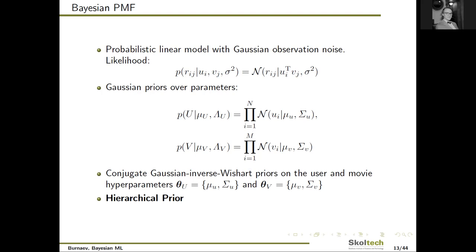In our model, we have observations related to the vectors of rankings for users and modules. Then as the next step, we define priors for users and for modules representations. And at the last step, we define another level of priors for our hyperparameters, theta u and theta v. So we have this two-level hierarchical prior.